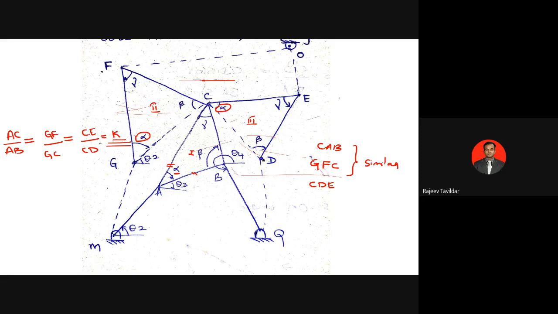But since it is a parallelogram, we have to write that OE must be parallel and equal to FC, and OF must be parallel and equal to CE. So this will complete our construction process: two parallelograms, three similar triangles, and lastly one more parallelogram, that is OFCE.